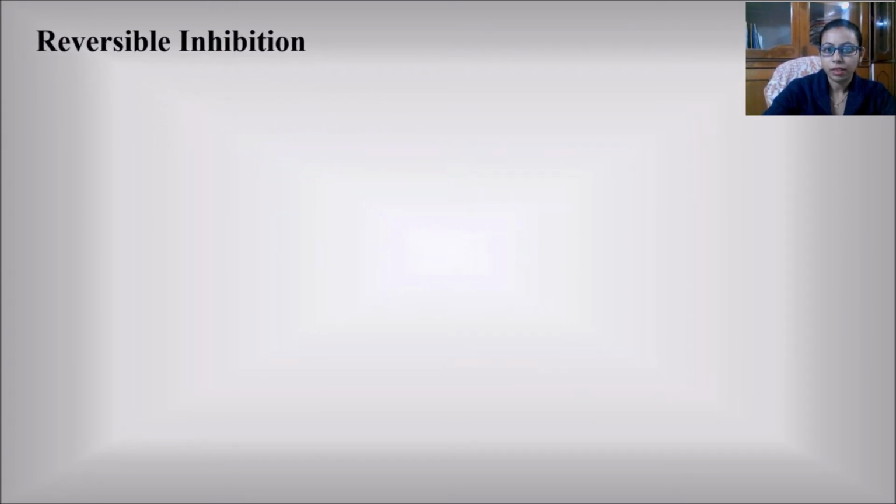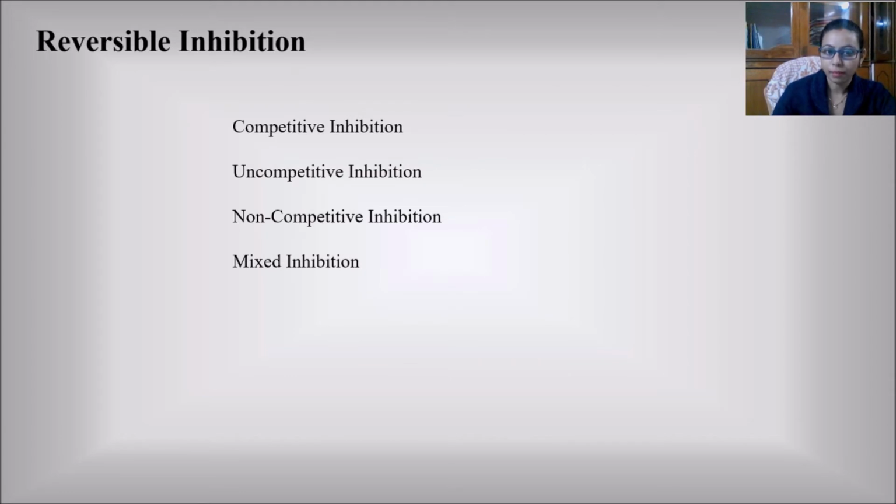Reversible inhibition is basically of four types: competitive inhibition, uncompetitive inhibition, non-competitive inhibition and mixed inhibition. In this section we will particularly focus on the competitive inhibition and also the kinetics, how this competitive inhibition will influence the kinetics of the reaction. So let's start.